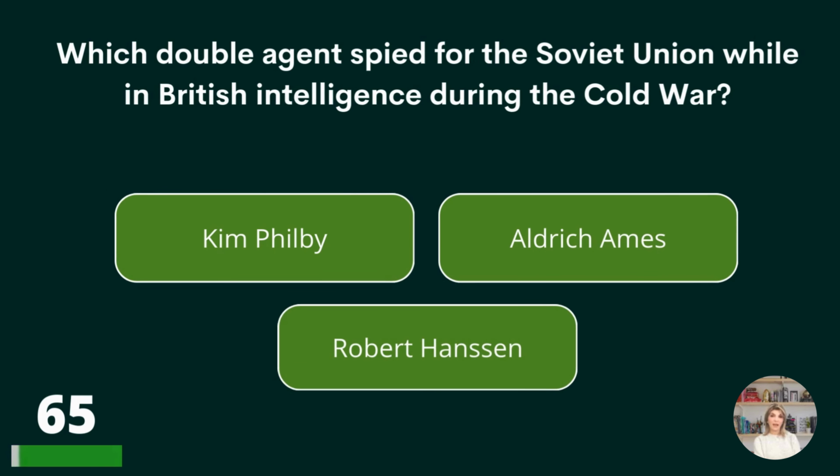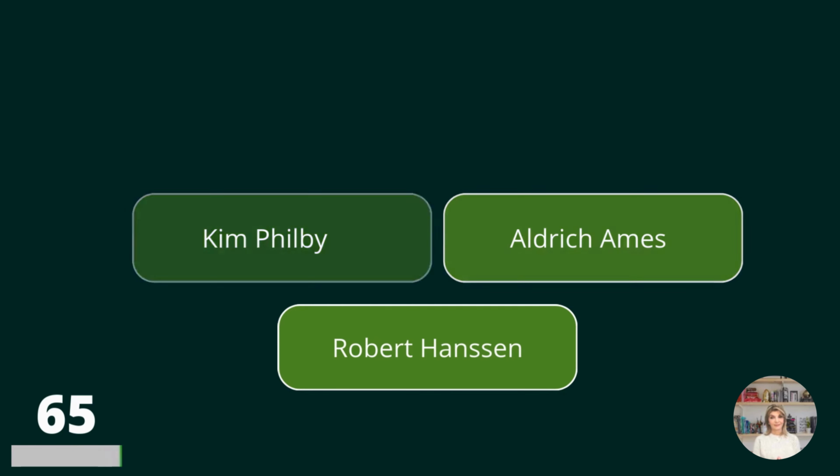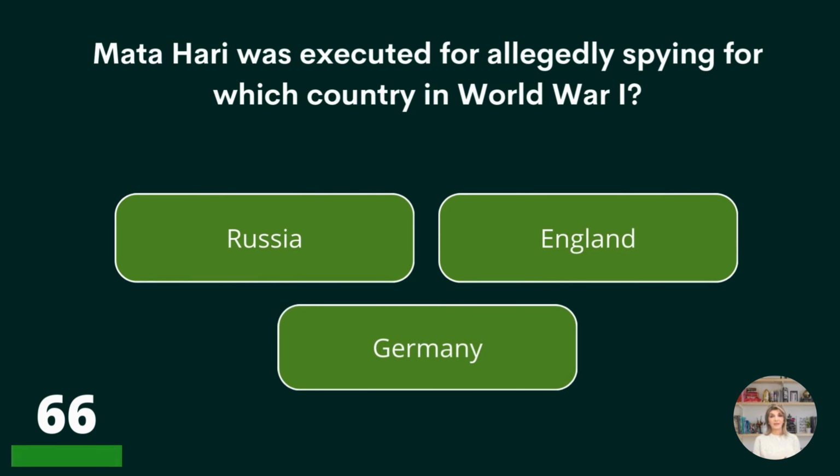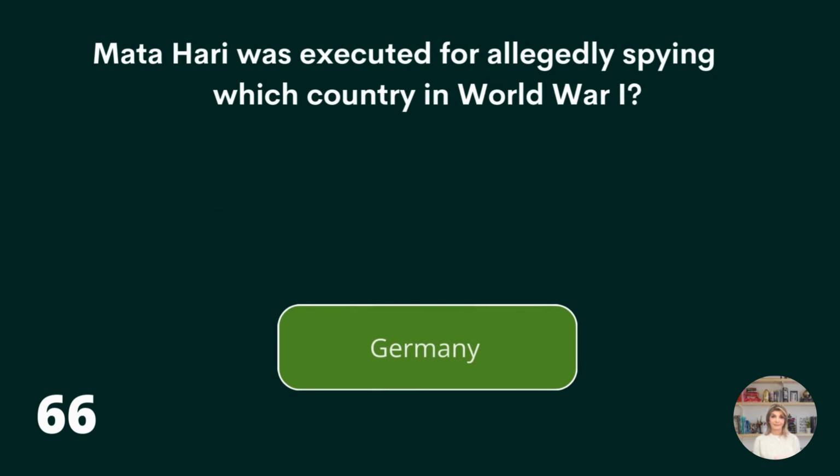Which double agent spied for the Soviet Union while in British intelligence during the Cold War? Kim Philby, Aldrich Ames, or Robert Hansen? Kim Philby. Mata Hari was executed for allegedly spying for which country in World War I? Russia, England, or Germany? Germany.